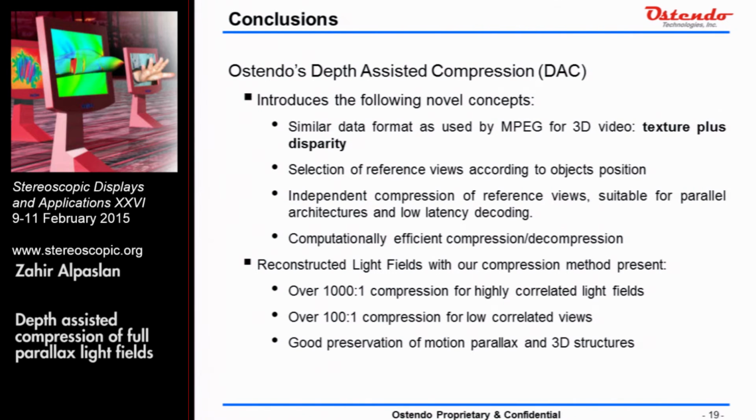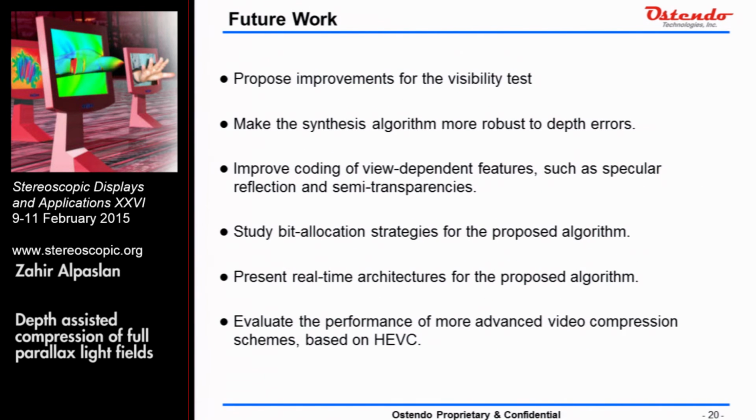And then we do the independent compression of reference views because it's more suitable for parallel architectures and low latency decoding. And we are also more computationally efficient to perform compression and decompression. We have results over 1,000 to 1, good preservation of motion parallax, 3D structures, and just as the last slide, I promise, for future work, we propose improvements in our visibility tests.